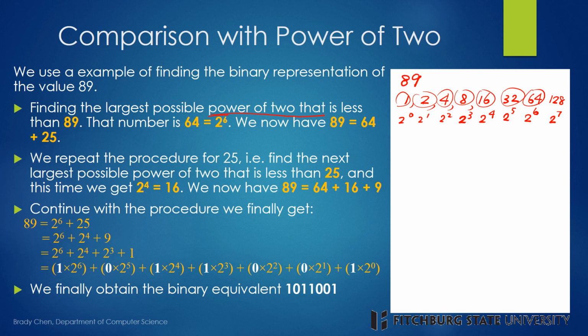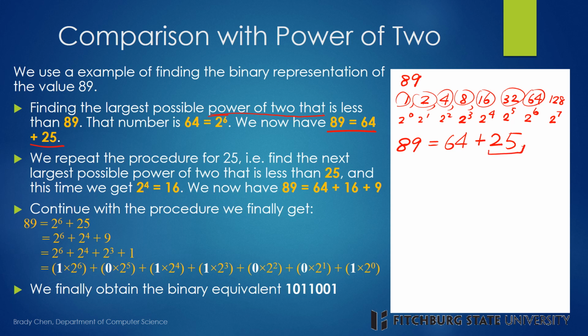So then we can write 89 as 64 plus, what is the number? Okay, subtraction, 89 minus 64, that's 25. So we can write 89 as 64 plus 25. That's one step. And then we just repeat the same process for 25.